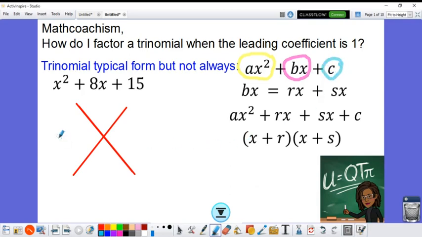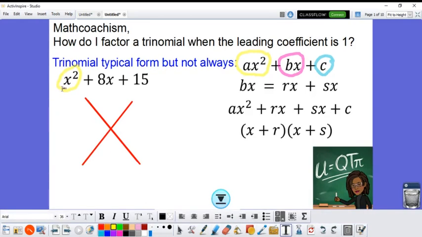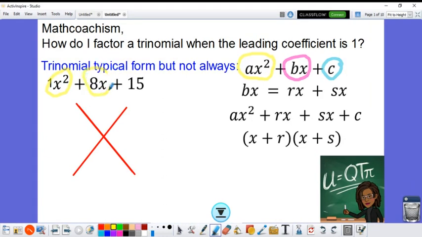Now, looking at the example that I've given you, a will go with the x squared, the coefficient of x squared. And the coefficient of x squared is 1. Okay? And then b would be 8x. And c would be 15.